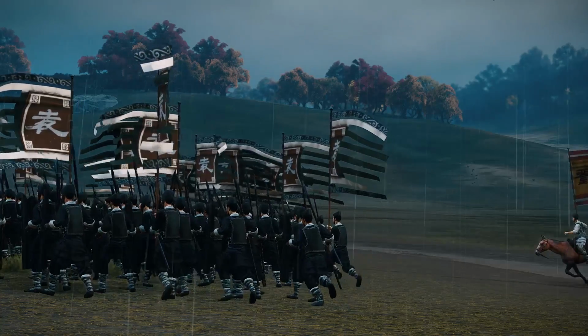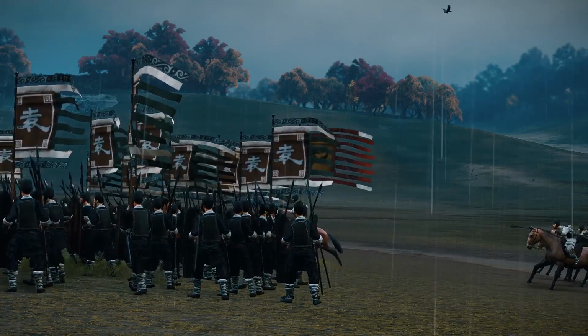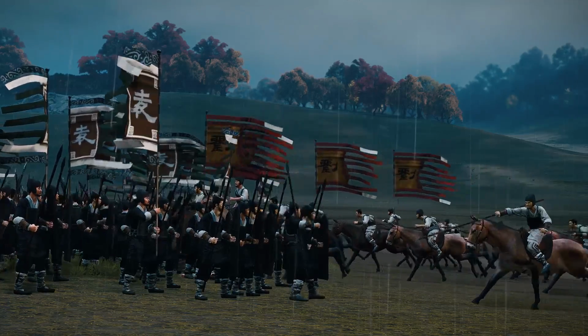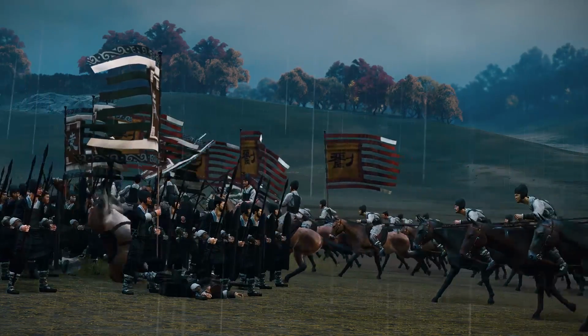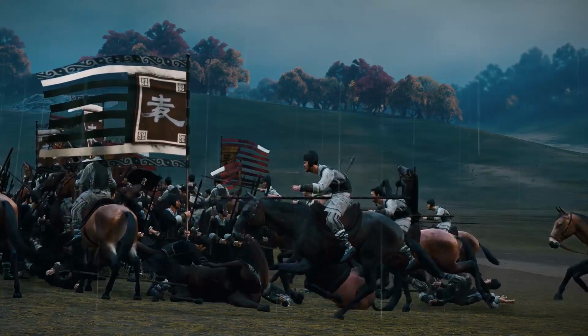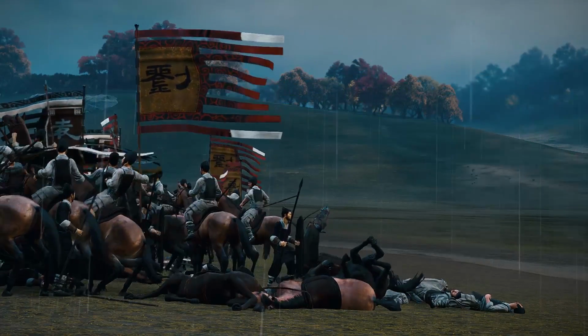Remember, supreme excellence consists in breaking the enemy's resistance without fighting. Use your cavalry to bring a swift end to your enemy's will to fight. Know when and how to charge, and know when to pull them back so they may charge again. Because that's what being a great general is about.